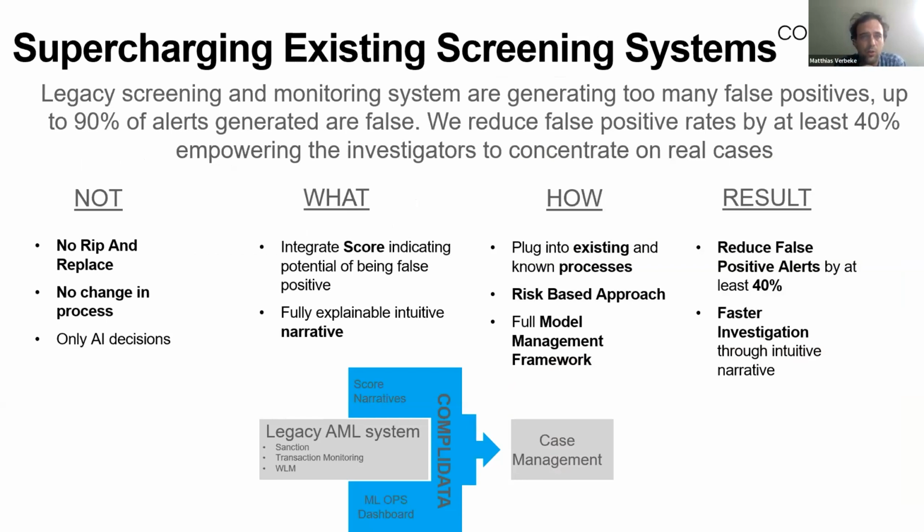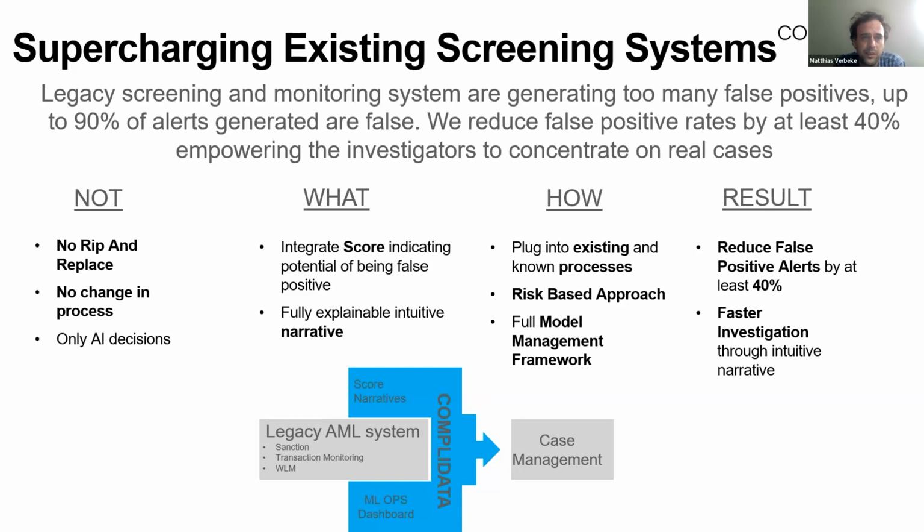As you might know, today, most of the transaction monitoring or name screening or sanction screening systems are generating a lot of noise. So around 90% of false positive alerts is quite common with financial institutions. And what we want to do is to really reduce this so that we can make sure that the investigators of the alerts are concentrating on the real cases.